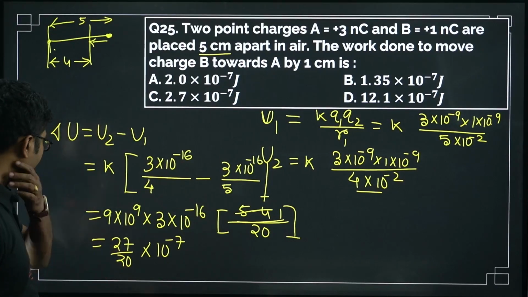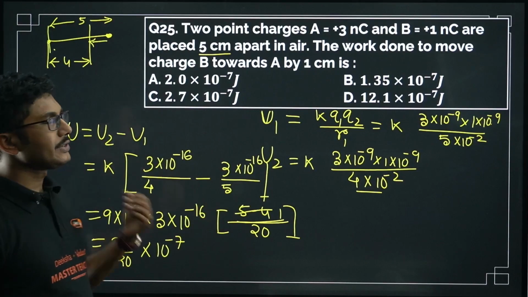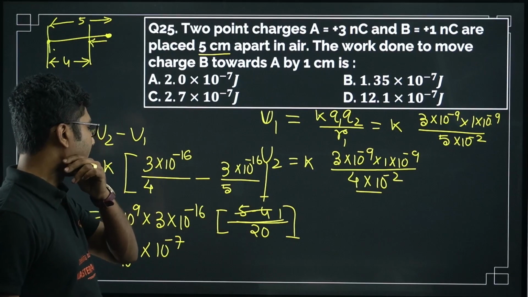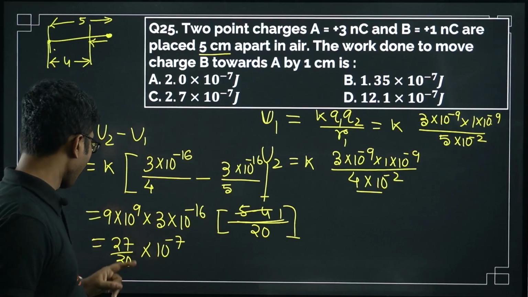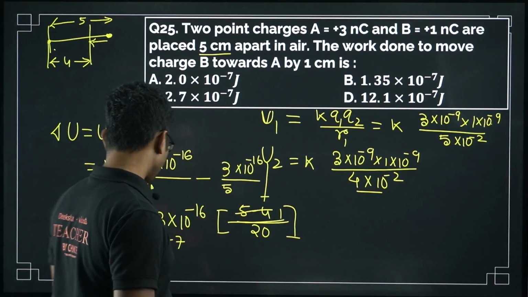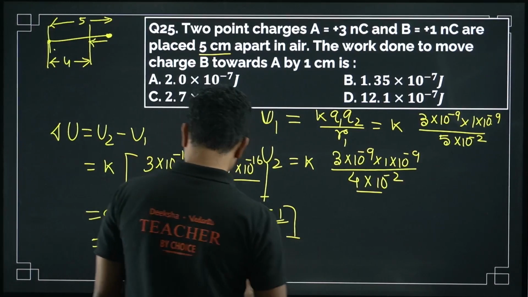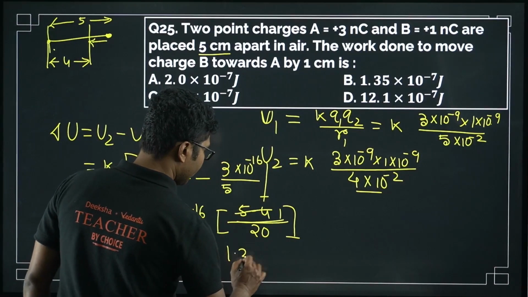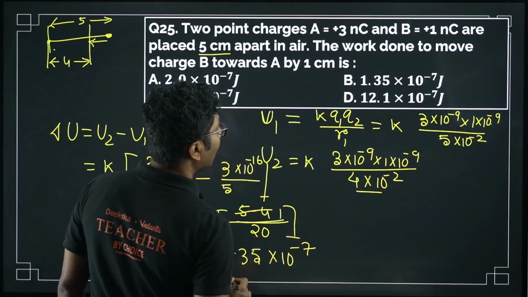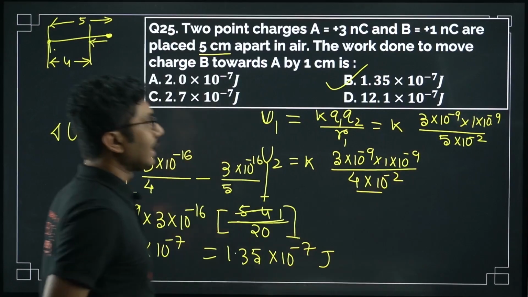Okay, so what is the value? 27 by 2 is 13.5. So 13.5 divided by 10, it will be 1.35. So it will be 1.35 into 10 to the power of minus 7. 1.35 into 10 to the minus 7 joules. So as you can see, this is the correct answer.